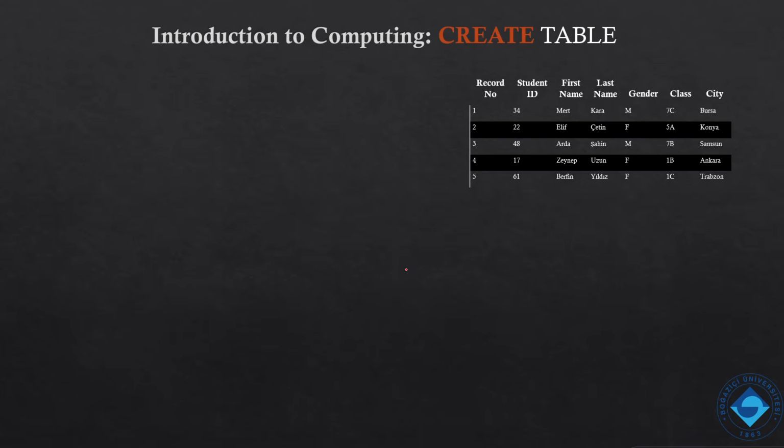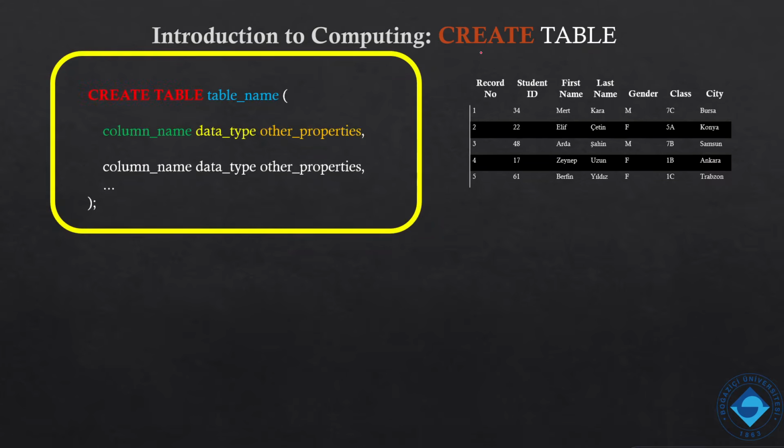And we will start with the first command, which is create. We use that one to be able to create our tables. And these keywords, by default, we always write: create table. And this part is your table name. You can give any name. And this part is column names, like record number, like student ID.